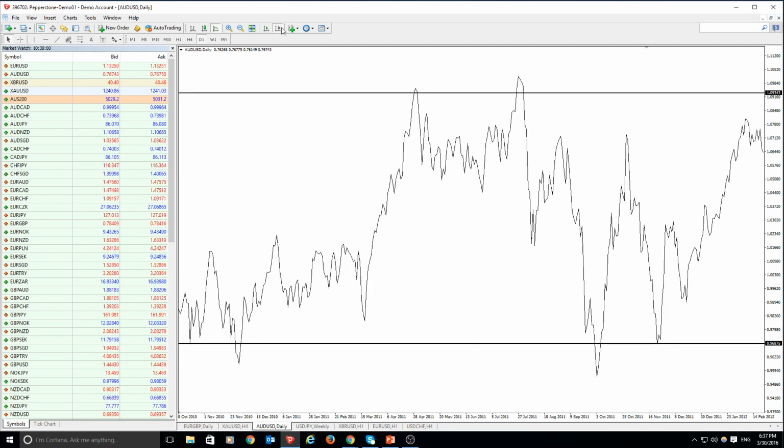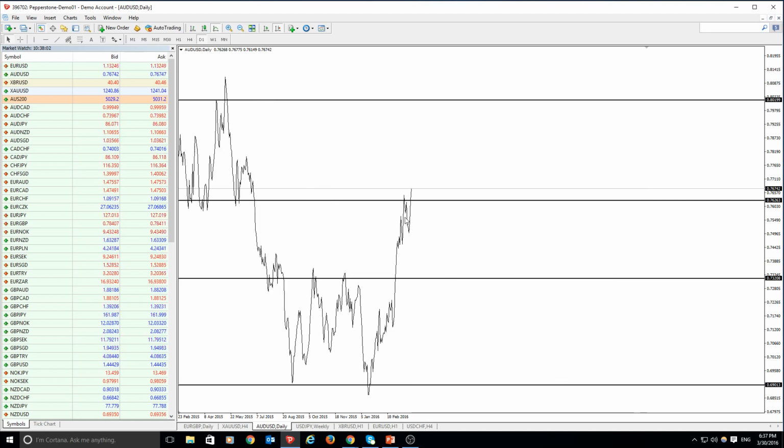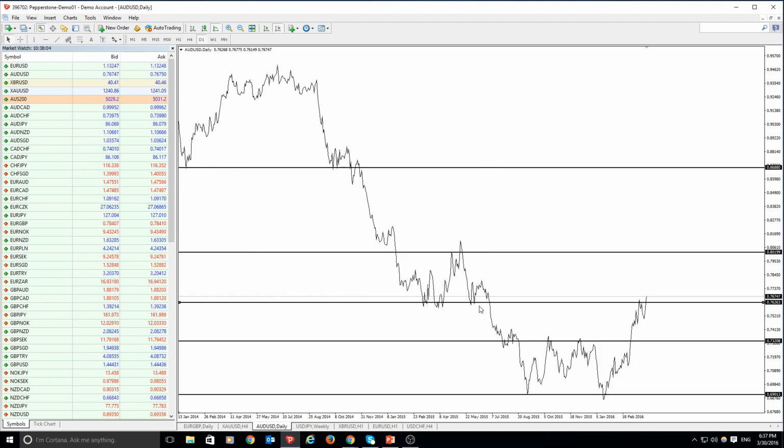So let's now break it down to a daily chart. And again, we can just readjust and just get a little bit more accurate based on those closes.